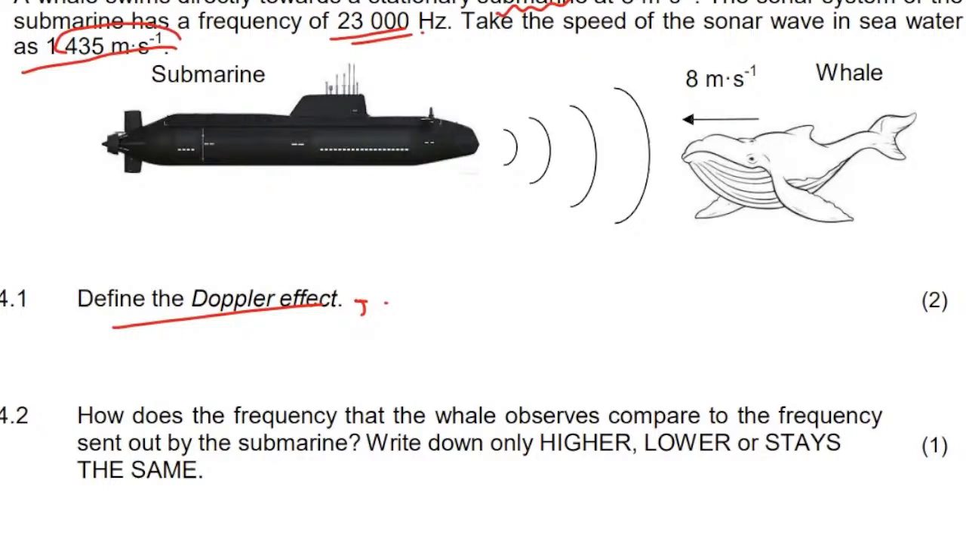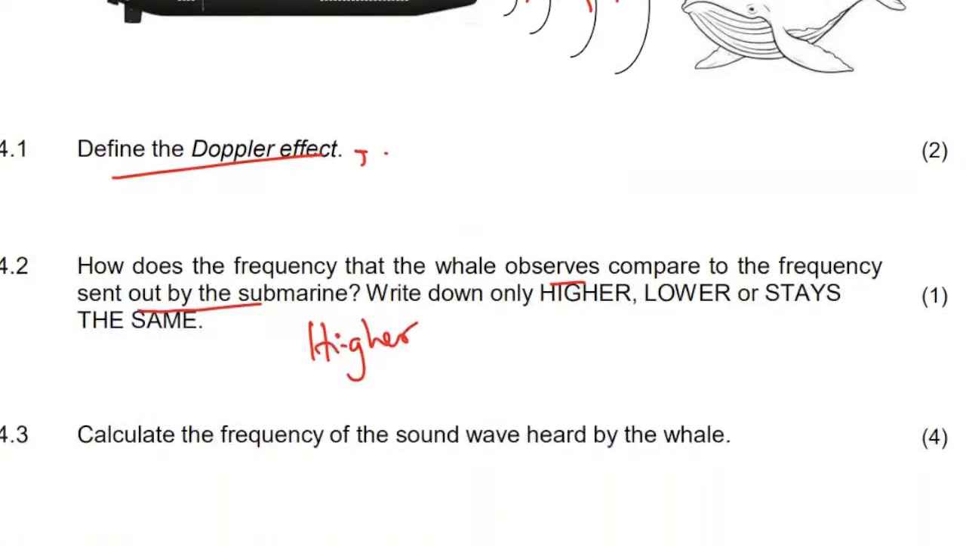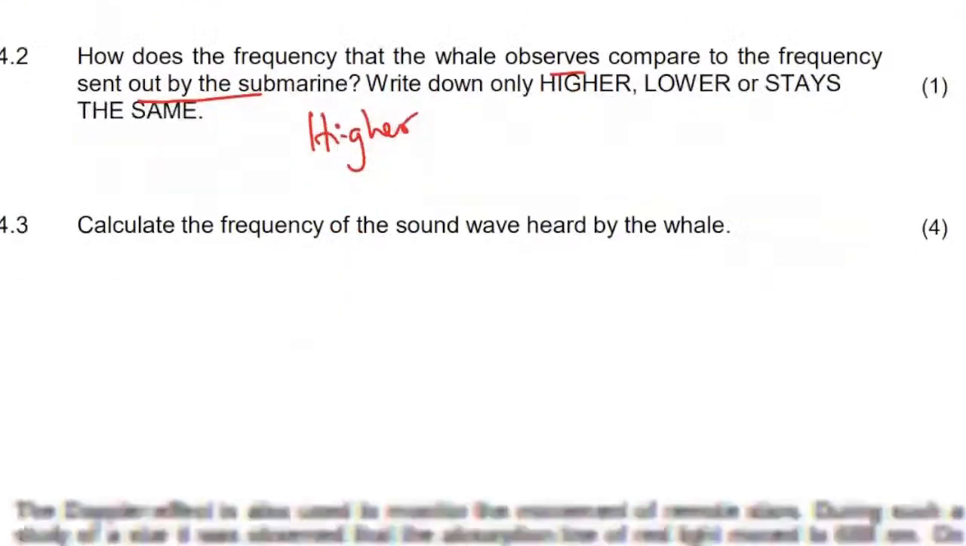Okay, then they're asking us, how does the frequency that the whale observes compare to the frequency that is sent out of the submarine? The submarine is emitting. Since the whale is moving towards it, what's going to happen? Is it going to be higher, lower, or stays the same? Since the whale is approaching the source, then we expect the frequency to be higher. Then they want us to determine the frequency of the sound wave heard by the whale.